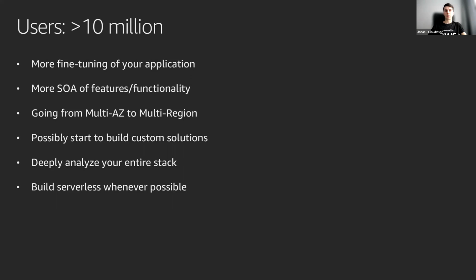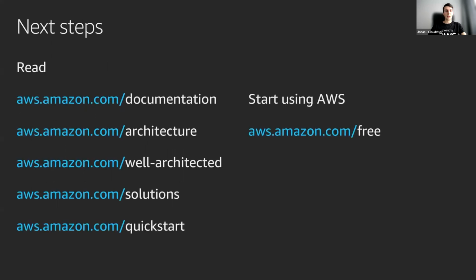You are starting to look into building your custom solutions. Well, this is the part where I mentioned don't reinvent the wheel. When you're at 10 million users, perhaps some parts will not work as you anticipate, and you will have to actually build something on top of AWS. And yeah, you have a deep understanding of your whole stack, and you employ serverless solutions whenever possible, because the burden to maintain those services by yourself would be too much at this scale.